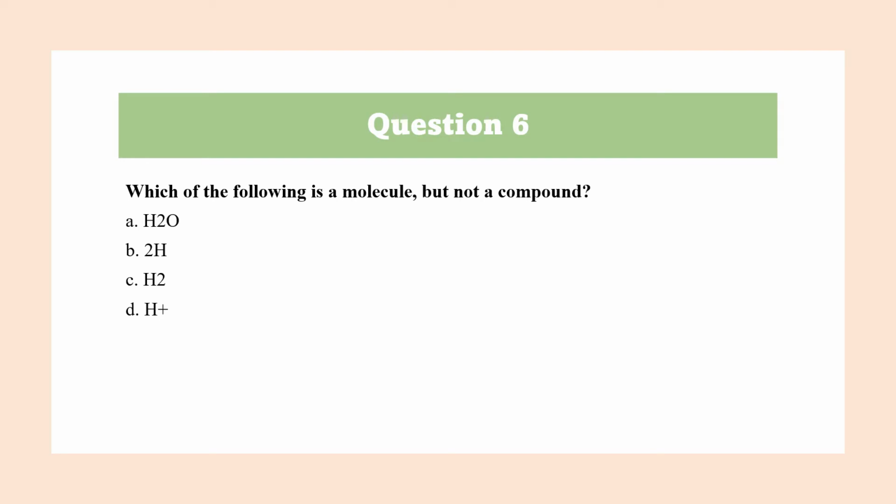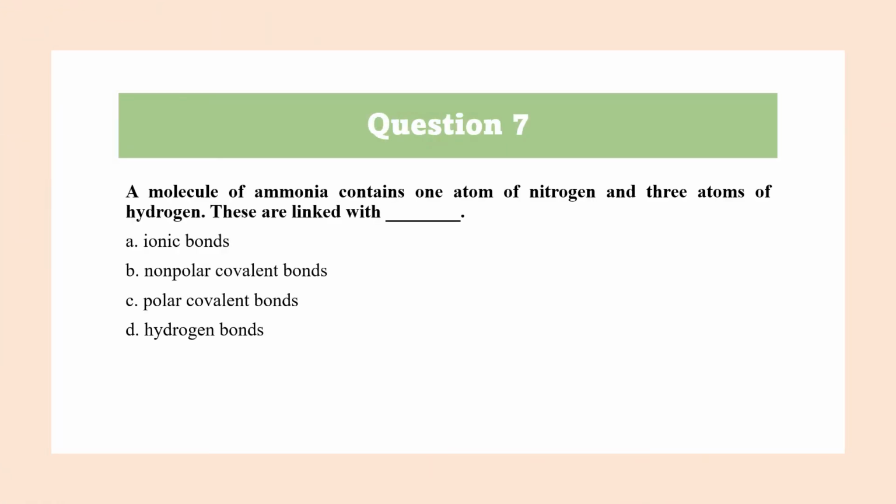Question 6. Which of the following is a molecule but not a compound? Is it A, H2O? Is it B, 2H? Is it C, H2? Or D, H plus? The answer is C, H2 is a molecule but not a compound. Question 7. A molecule of ammonia contains one atom of nitrogen and three atoms of hydrogen. These are linked with ionic bonds, non-polar covalent bonds, polar covalent bonds, or hydrogen bonds. The answer is C. Polar covalent bonds.